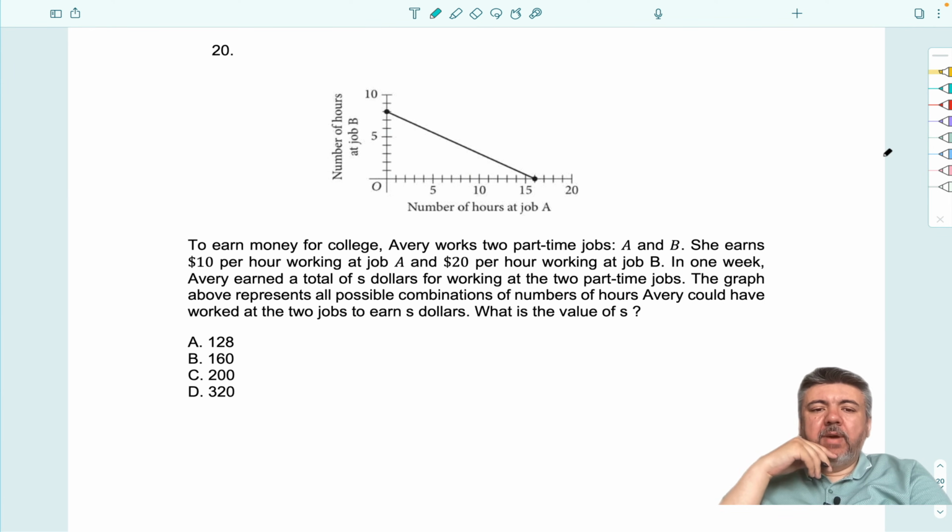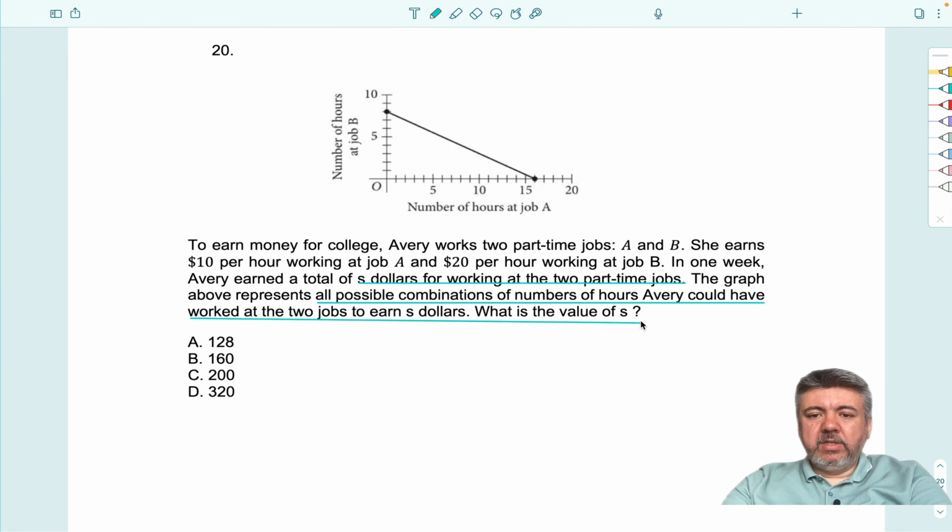Question 20. To earn money for college, Avery works 2 part-time jobs, A and B. She earns $10 per hour working at job A and $20 per hour working at job B. In 1 week, Avery earned a total of S dollars for working at the 2 part-time jobs. The graph above represents all possible combinations of numbers of hours Avery could have worked at the 2 jobs to earn S dollars. What is the value of S? It's a little bit complicated, but I will make it simple.